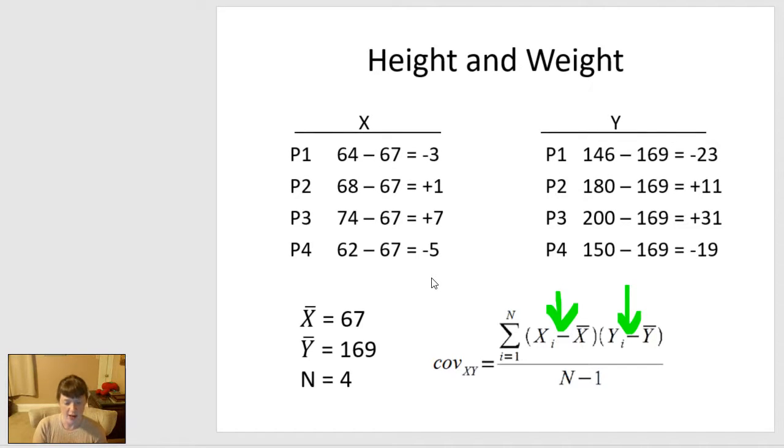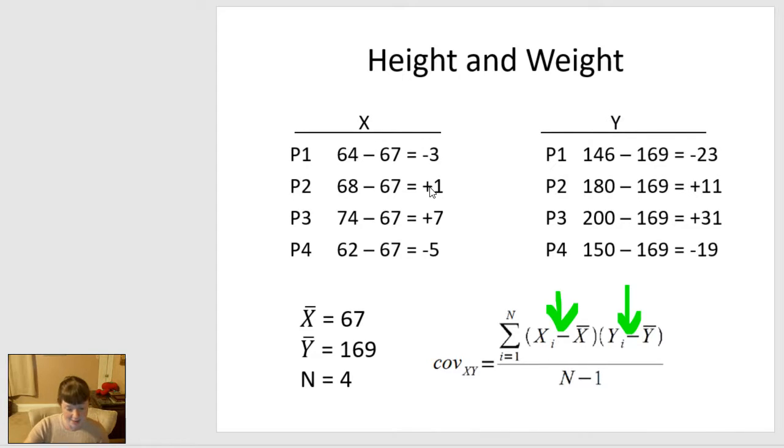Because if I end up with two negative numbers, that means this person here, person 1, is both below average on the first variable and below average on the second variable. That would indicate maybe this person has some pattern. People below average on one are below average on the other, like height and weight. If you're below average on height, maybe you're also below average on weight.